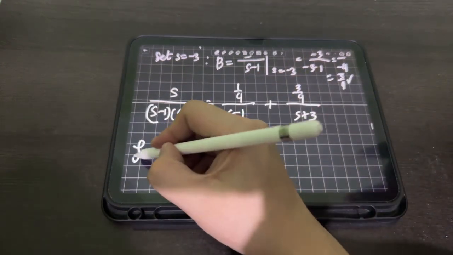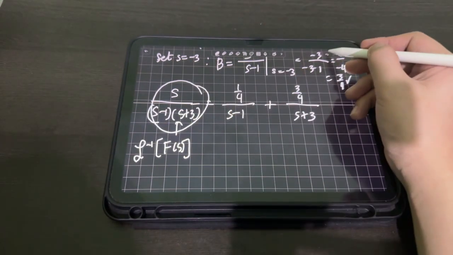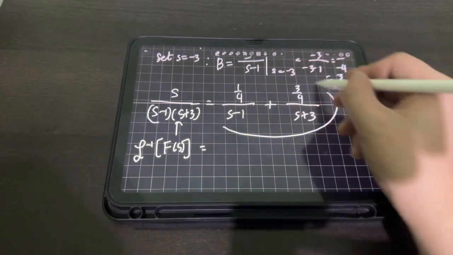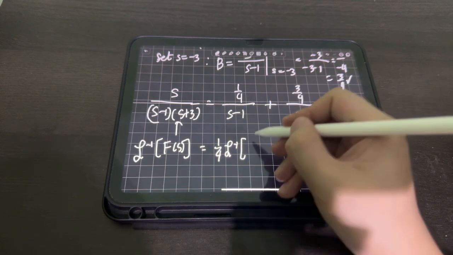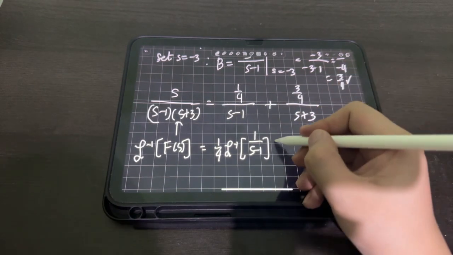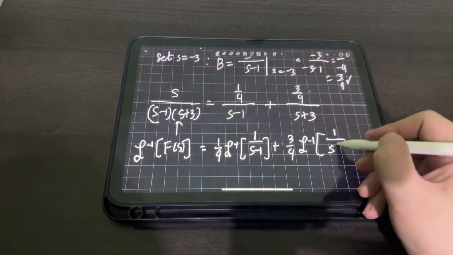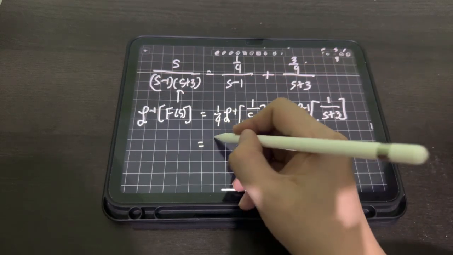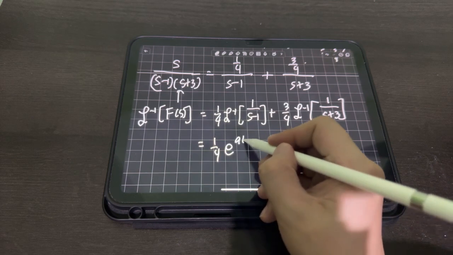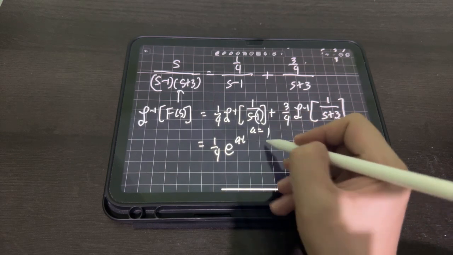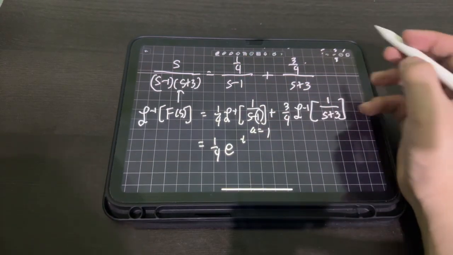Okay, getting the inverse Laplace transform of f of s, this original given, it is equal to the inverse Laplace transform of each term. So we have 1/4 inverse Laplace of 1 over s minus 1, then plus 3/4 inverse Laplace of 1 over s plus 3. So 1/4 inverse Laplace transform of 1 over s minus 1 is e raised to the at, where a is equal to 1. So therefore, e raised to 1t or e raised to t.